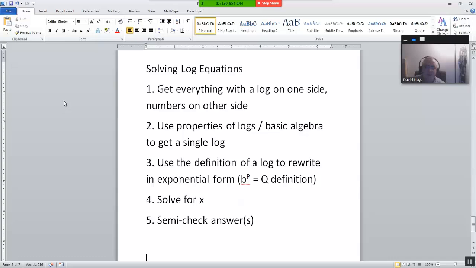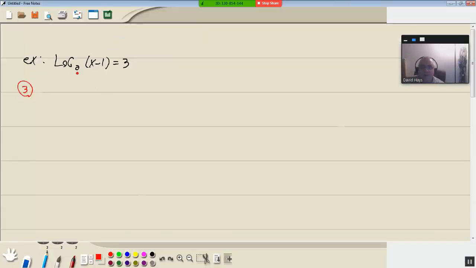Step 3: use the definition of log to rewrite in exponential form. Remember, the number that follows your log, the small one, is your base. So b is 2. This right here is going to be our q, and the other side of the equal sign is going to be our p. Now our exponential form is b to the p is equal to q. So we plug in what we identified. We said b was 2, we said p was 3, and we said q is x minus 1.